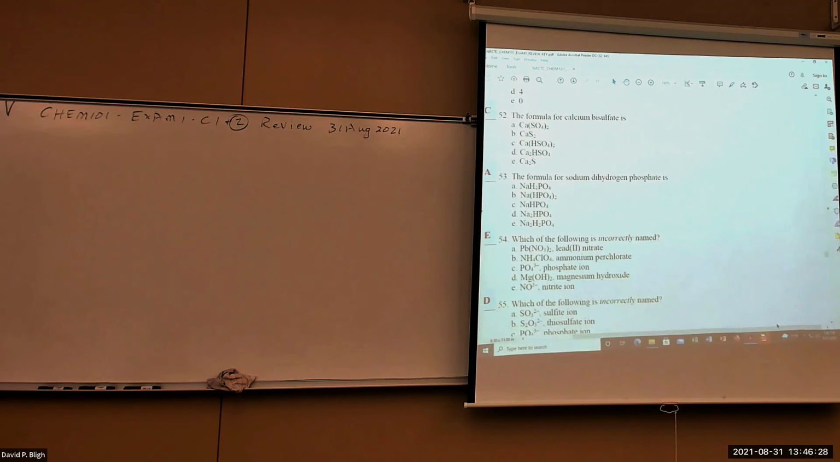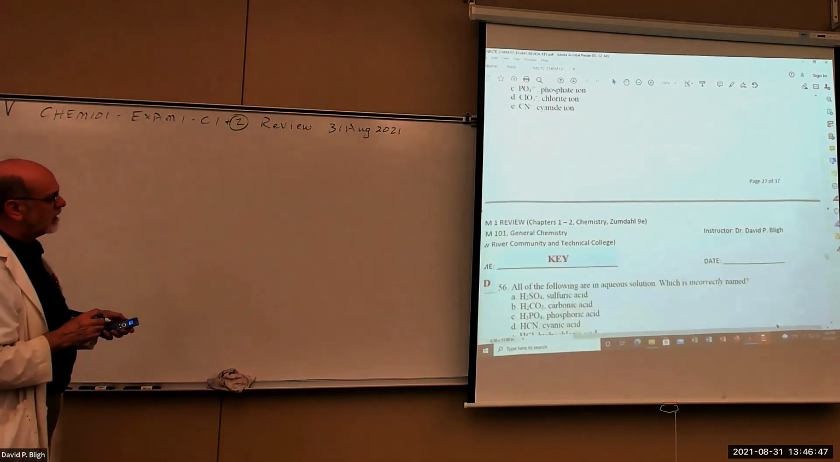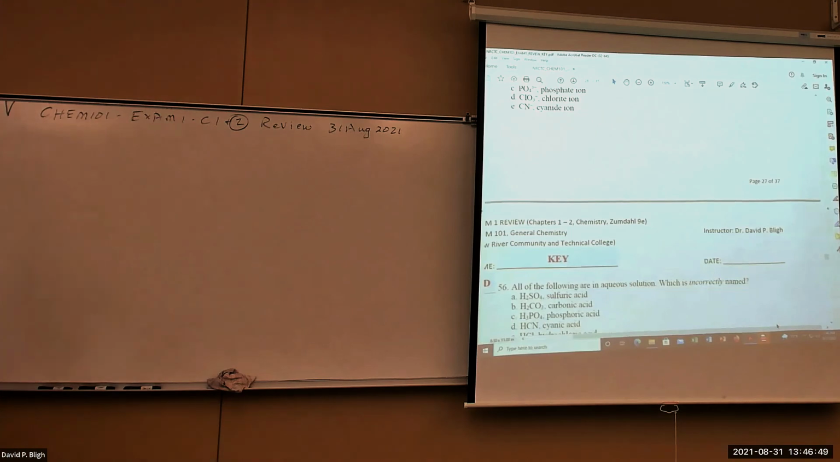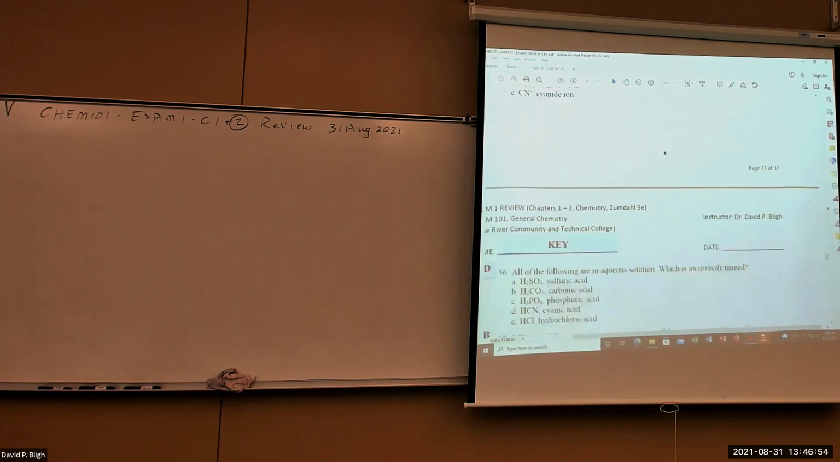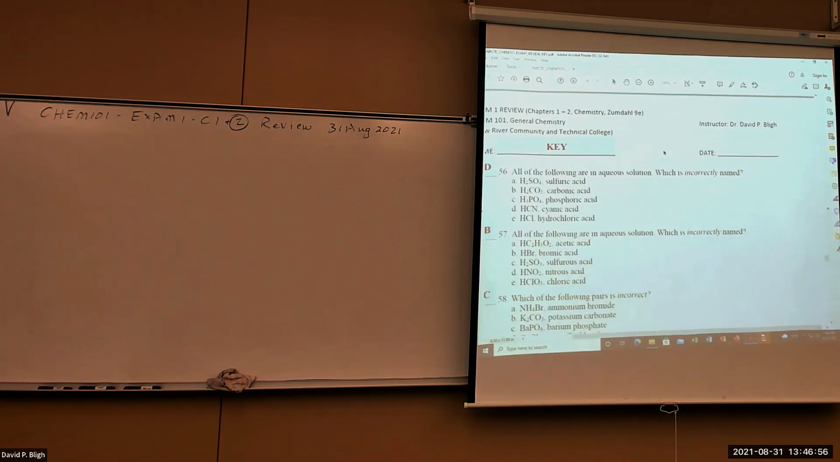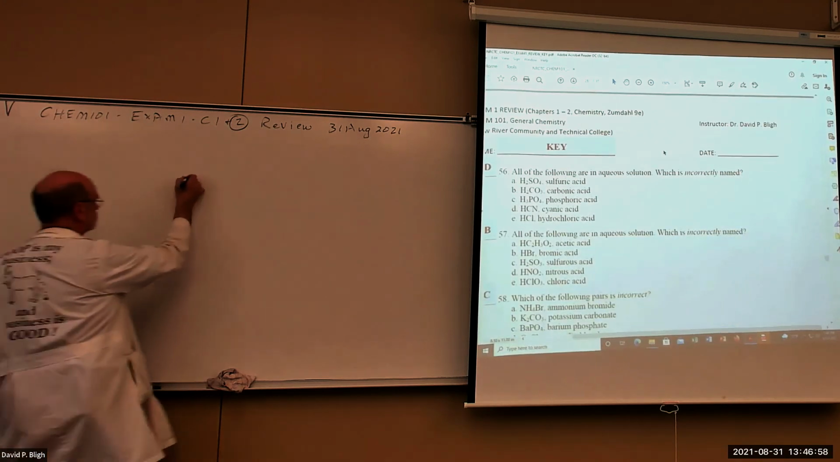All right, that was 53. 56. Naming acids. All right, we'll do one of those. 56. I got 59 on the schedule too, but I'm just going to do 56. I got to scroll a little bit. There we go. 56.